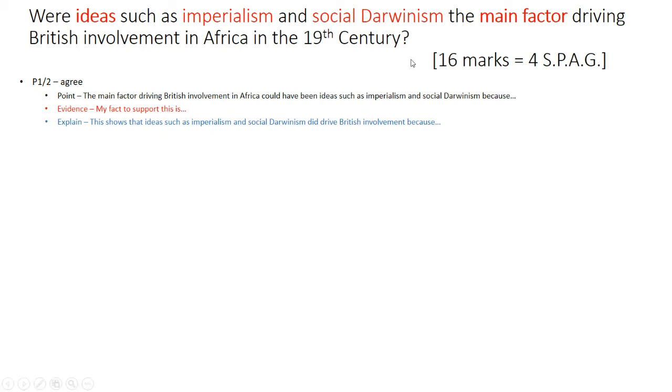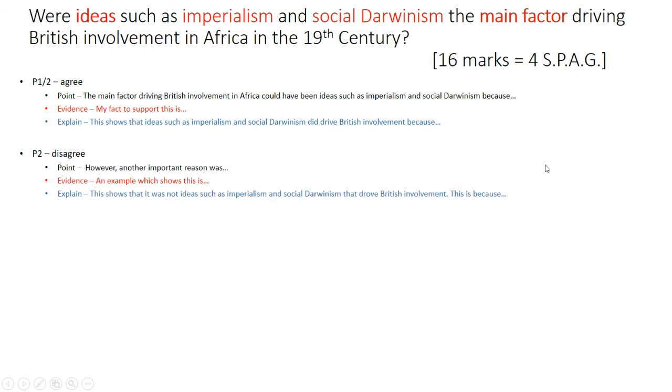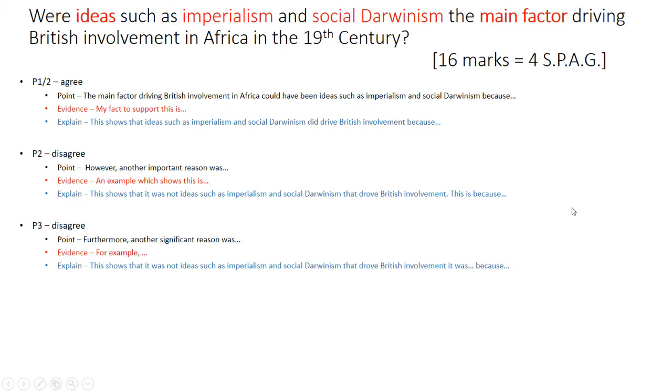Once you've done paragraph 1, discussing the points in the question, go to a different factor. Another important reason would be European competition with other empires like the French and the Germans, or even America, and describe how that drives British involvement. And then for paragraph 3, do another one. Remember this is 16 marks, so think about it as 4 marks per paragraph. So we're looking at least 3 different factors, at least 3.